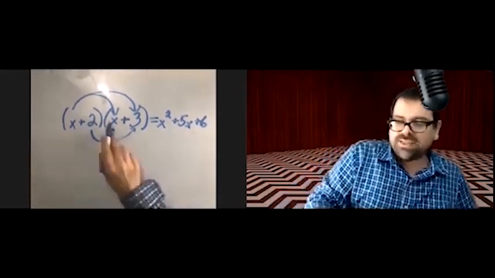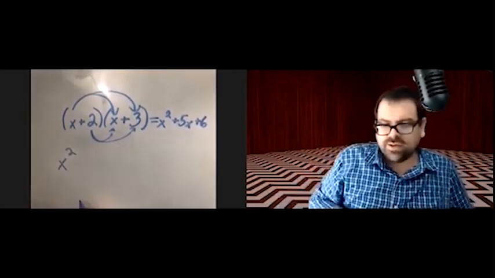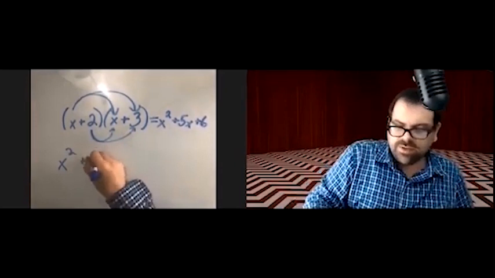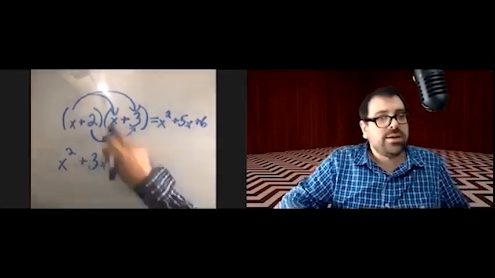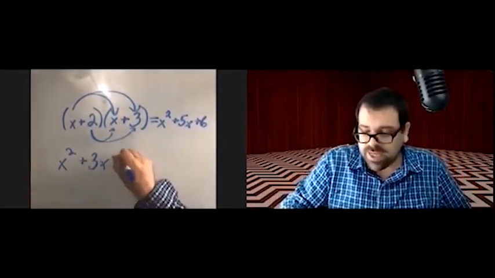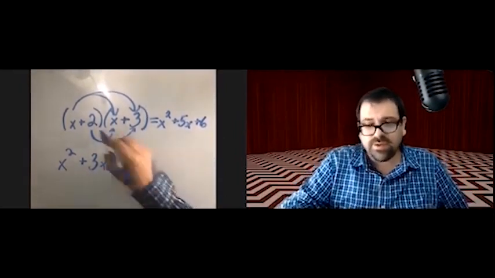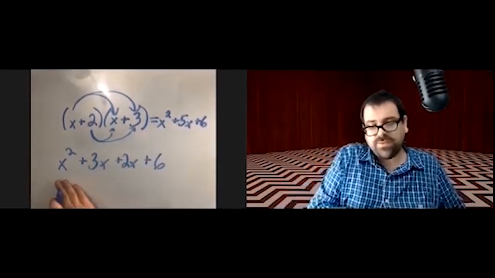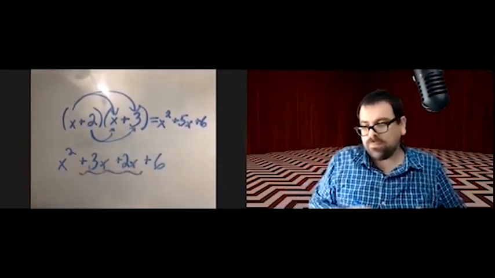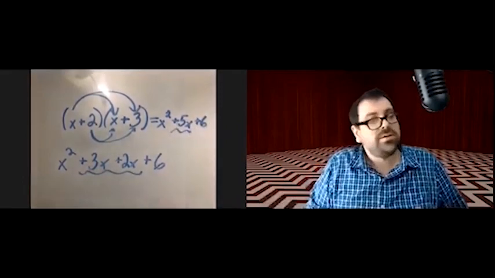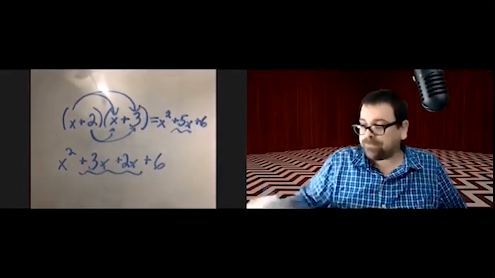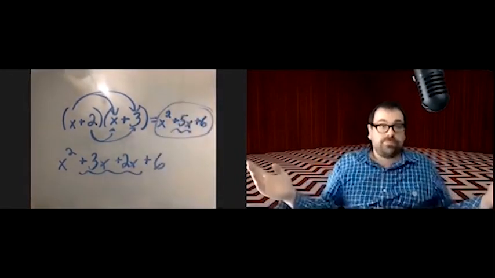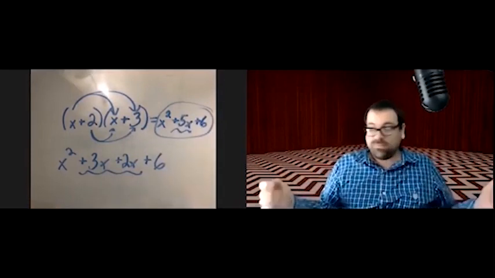The first terms, x times x, is x squared. The outer terms, x times 3 is plus 3x. Inner terms, 2 times x, plus 2x. Last terms, 2 times 3, plus 6. x squared plus 5x plus 6. More complicated example coming up.